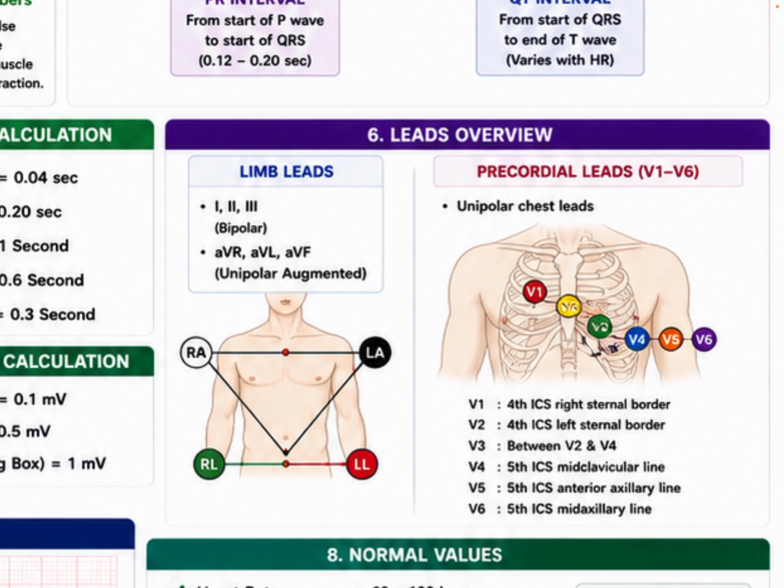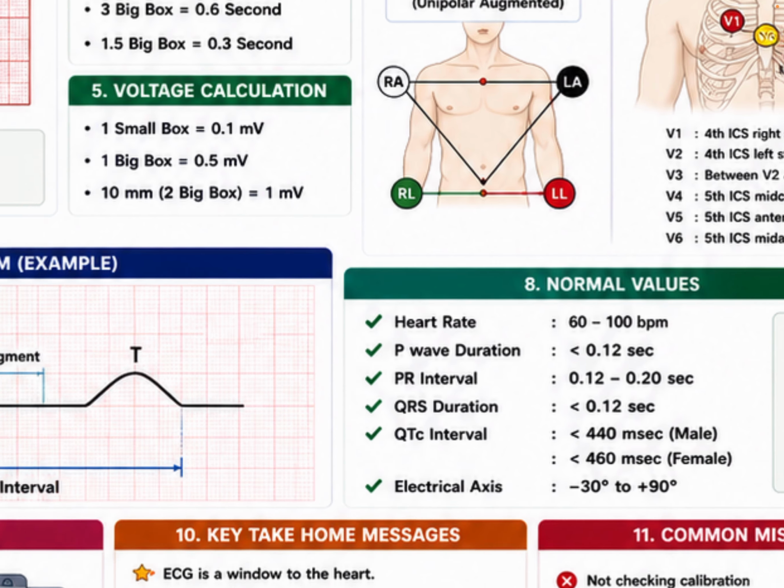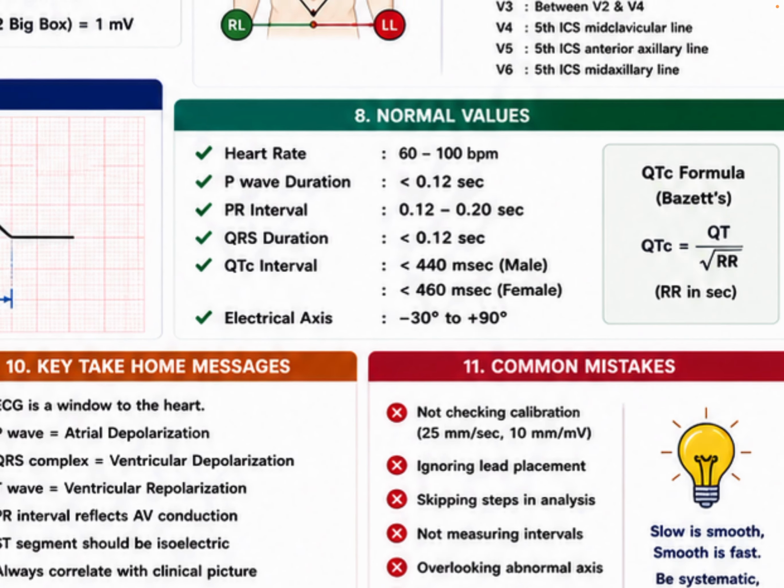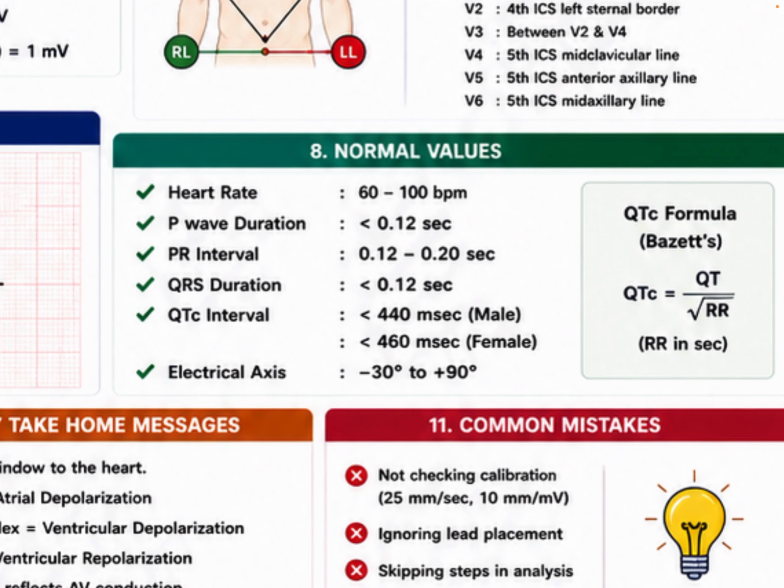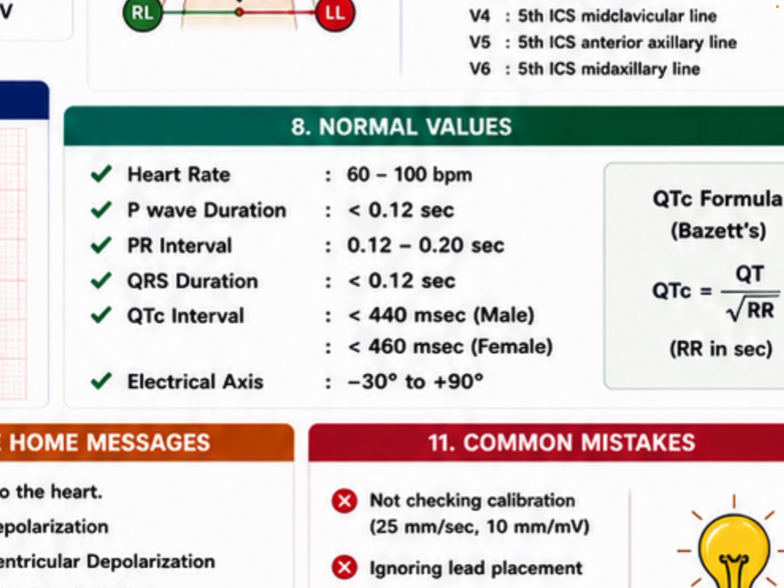So now come to the normal ECG values. What are the normal ECG values? Heart rate 60 to 100 per minute, P wave less than 0.12 seconds, PR interval 0.12 to 0.2 seconds, and QRS less than 0.12 seconds. QT less than 450 milliseconds in males and less than 460 milliseconds in females. Axis is -30 to +90.